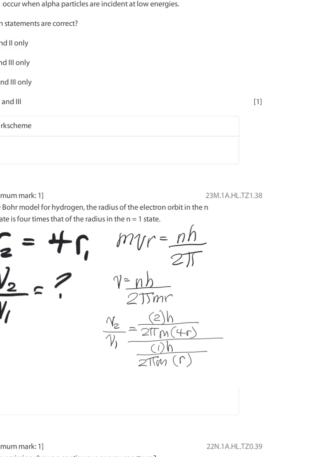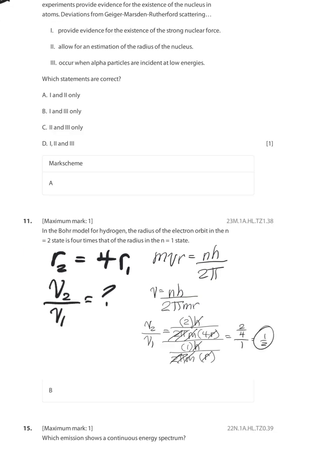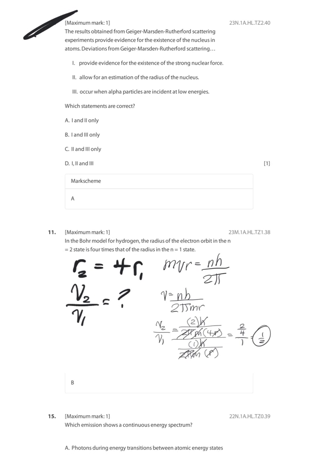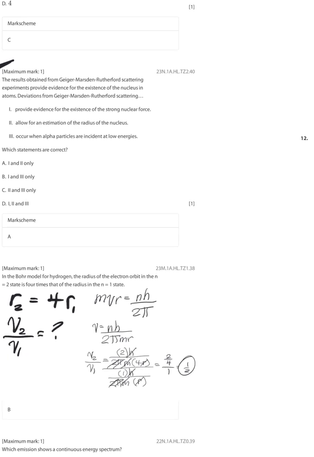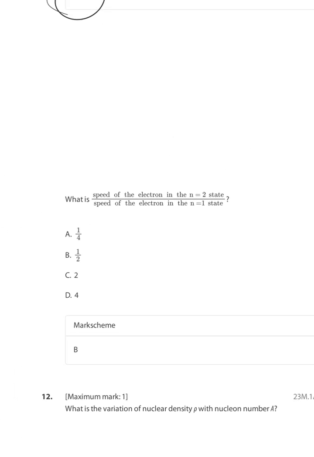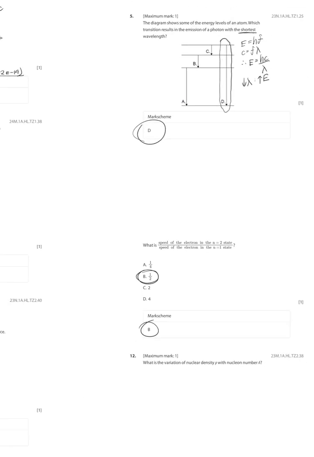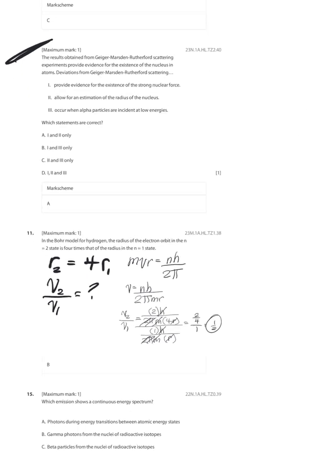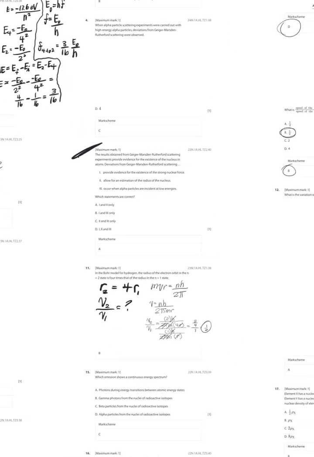So let's start breaking this down. And when you start canceling things out, you basically get 2 over 4 over 1, which is 2 over 4, which is 1/2. So the ratio of the speed of the n equals 2 electron to the speed of the n equals 1 electron would be 1 over 2, which the answers are over here, 1 over 2, which is B. So yes, that's true. There you go.